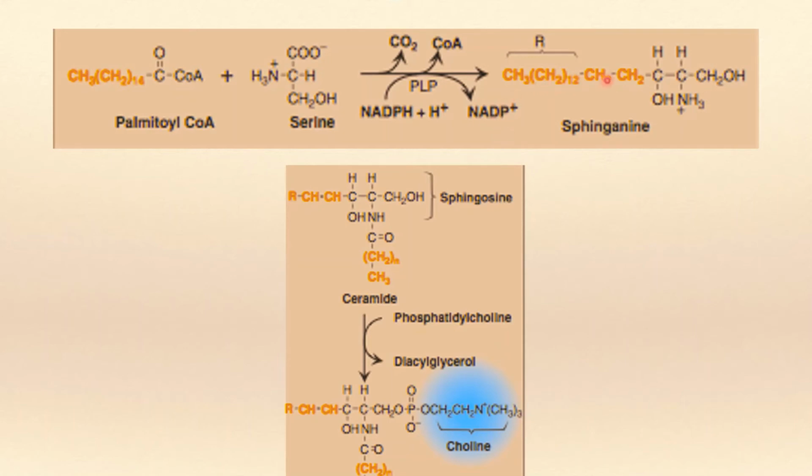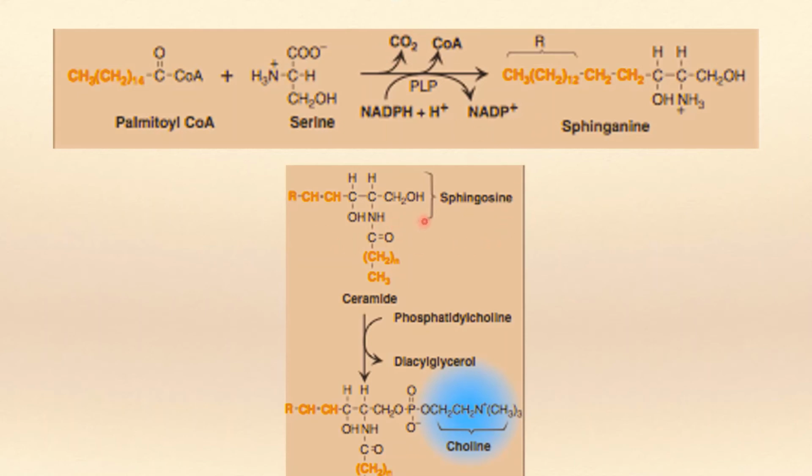Now this sphingosine molecule is nothing but the long chain aliphatic amino alcohol. It contains the amino group, it contains the alcoholic group. Now this carboxylic group has been given out, it has been sacrificed, and there will be formation of sphingosine.